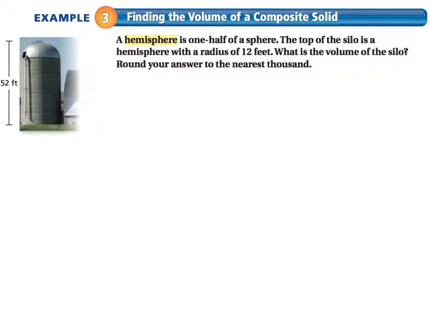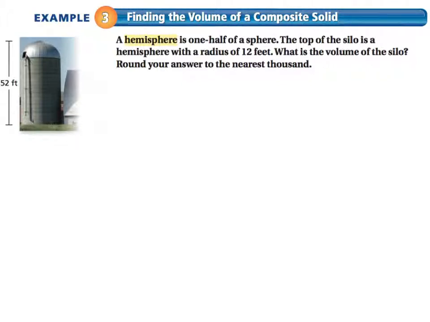So in example 3, we're going to find the volume of a composite solid. This is a silo. Actually, when I was a kid growing up, my family was on a farm, and so we had many of these silos. So this silo, we have the top of it, which is a hemisphere. A hemisphere is 1/2 of a sphere. So the top of the silo is a hemisphere with a radius of 12 feet. What is the volume of the silo? Round your answer to the nearest thousand.